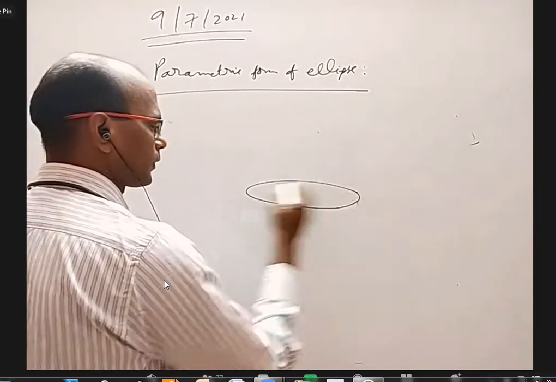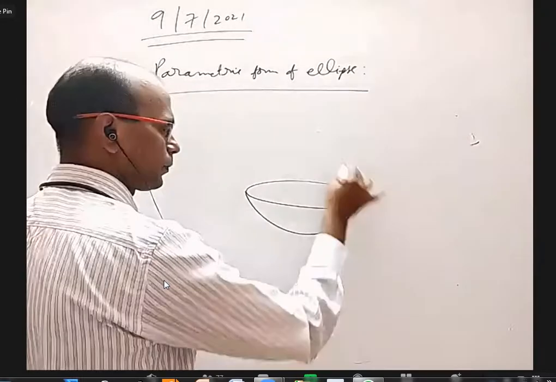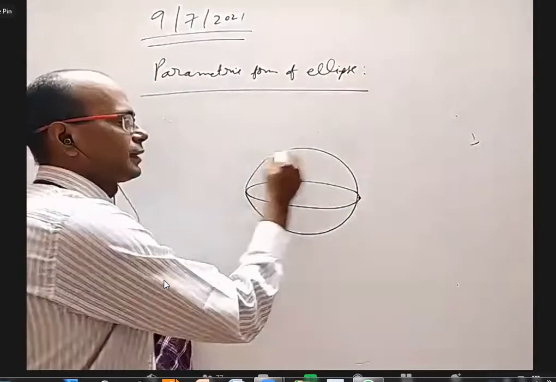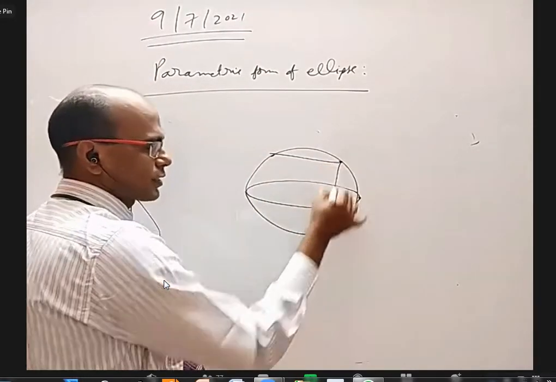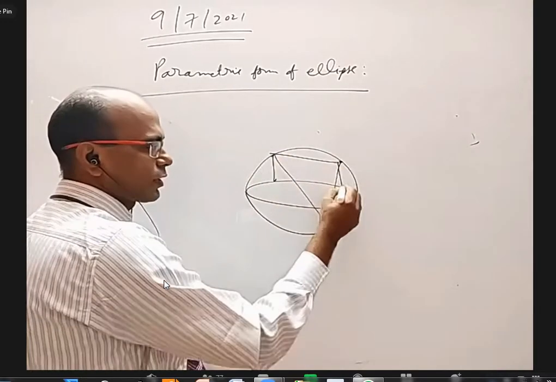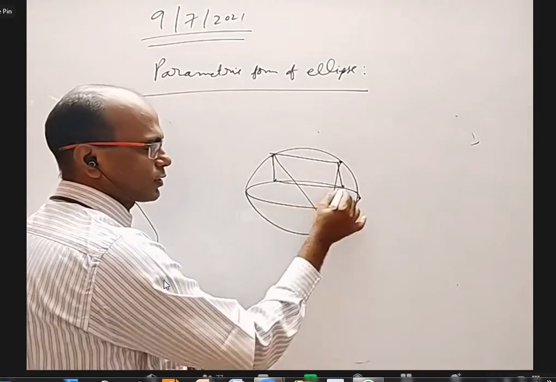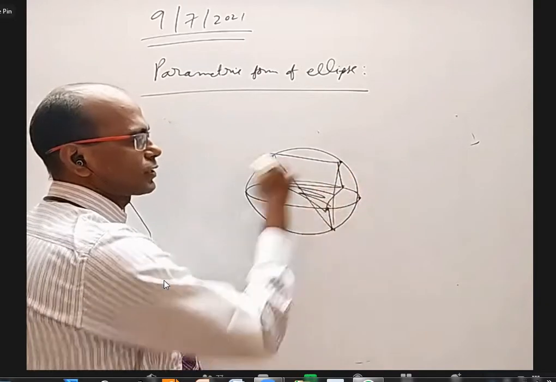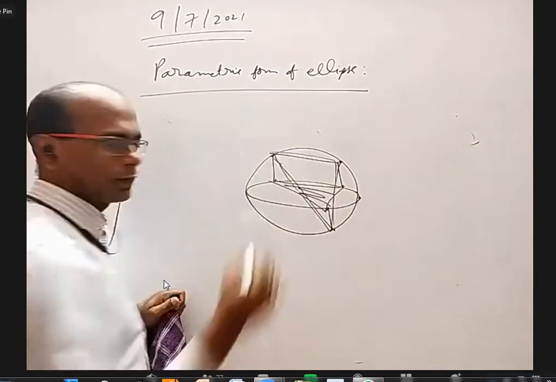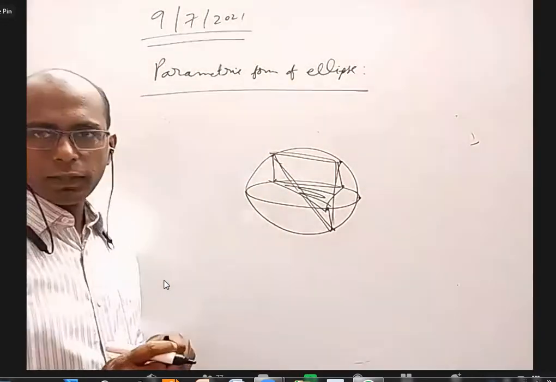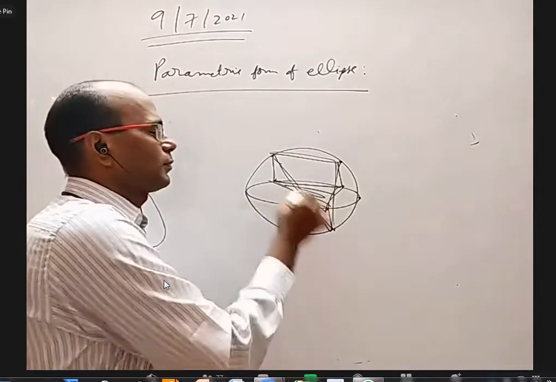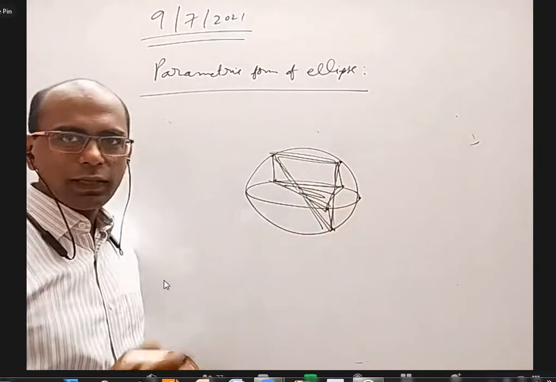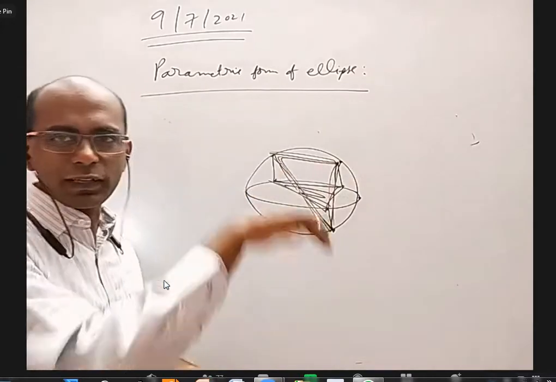Take an ellipse. Take its auxiliary circle. Take any 3 points on the circle. Take the corresponding points on the ellipse and join them. Area of this triangle is always b by a times the area of this triangle. So if you want this area to be maximum, this area has to be maximum. And when will this be maximum? When it is an equilateral triangle within the circle, right?